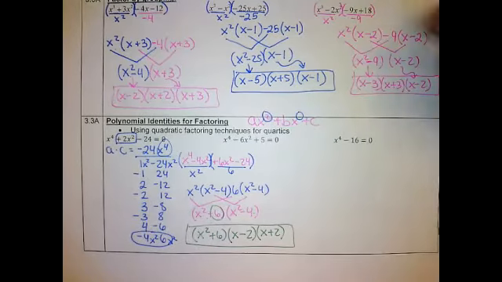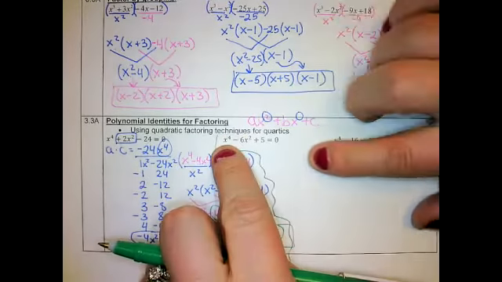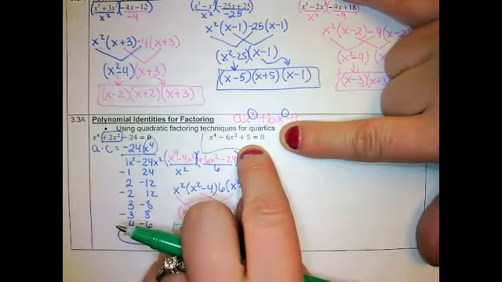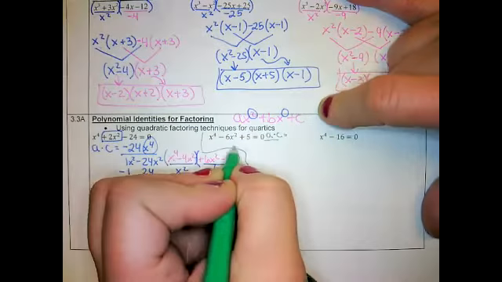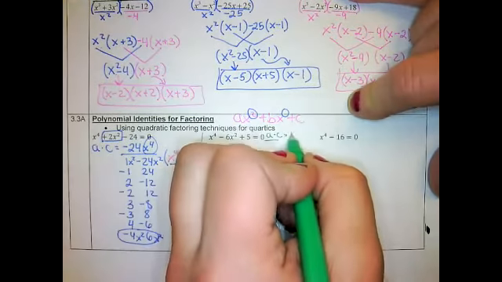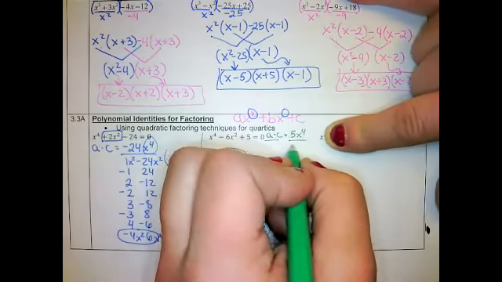I didn't leave very much room to do these other two problems. All right, so let's go on ahead and do this next problem here. So I'm going to start the same way. I'm going to multiply my a times c. So I have 5x to the fourth. So now I need to find my factors of that.